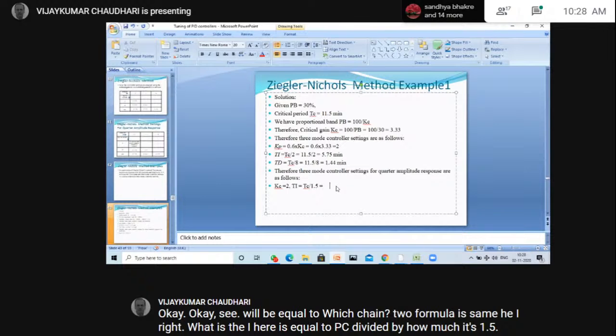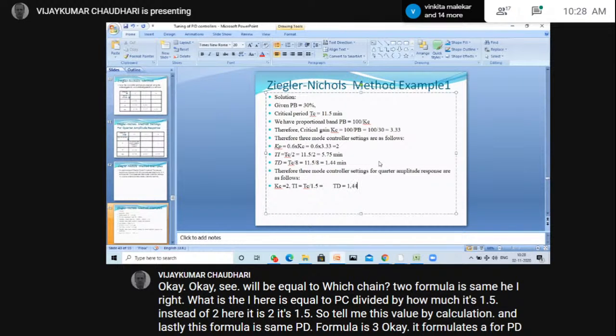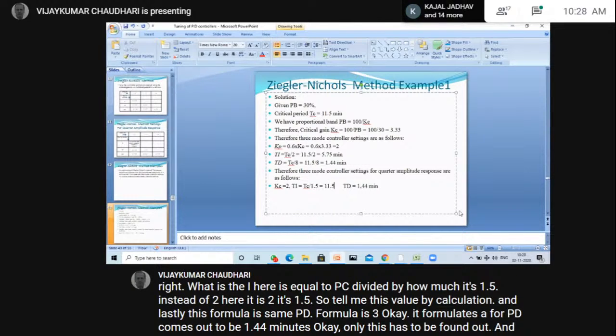And lastly, this formula is the same. TD formula is the same. So TD comes out to be 1.44 minutes. Okay. Only this has to be found out. And this is 11.5 divided by 1.5. So you calculate how much it is.